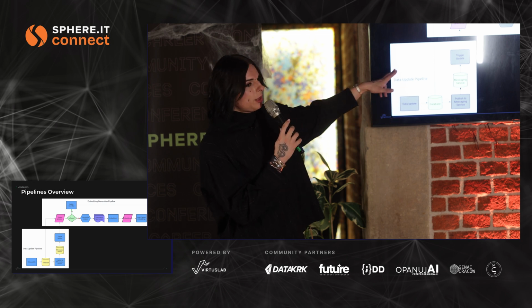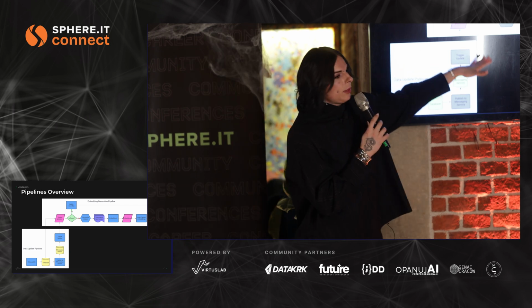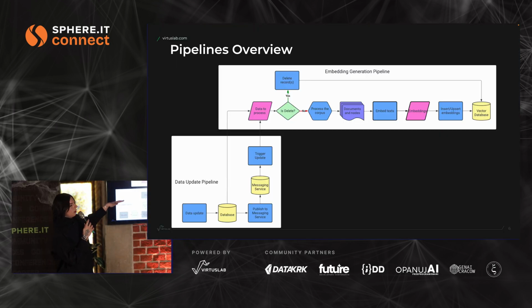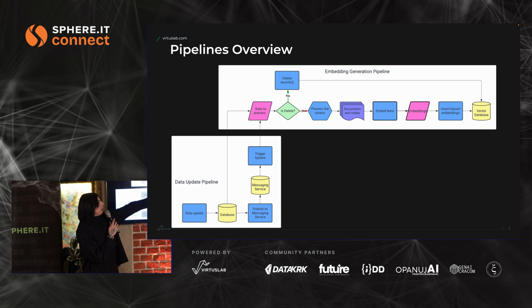So if our data is changing, then we need to have a system that updates our embeddings in the vector database. The way it works, we have a data update that goes into the database, and this update is publishing a message to the messaging service that there was an update of the data, and then we trigger an update of the entry in the vector database. And it could be an update or it could be a delete, hence this delete part here.